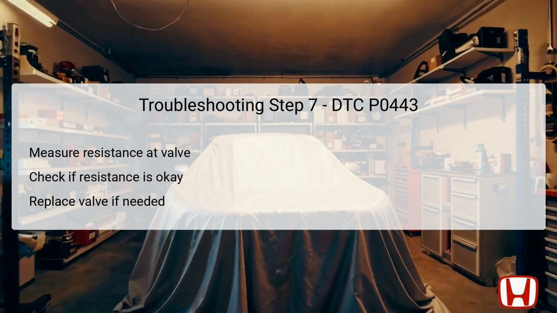The expected resistance value should range from approximately 23 to 26 ohms at room temperature. If the valve displays resistance within this range, it suggests the valve is functioning correctly. However, if the resistance falls outside this range, replacing the EVAP Canister Purge valve is necessary to restore system functionality.